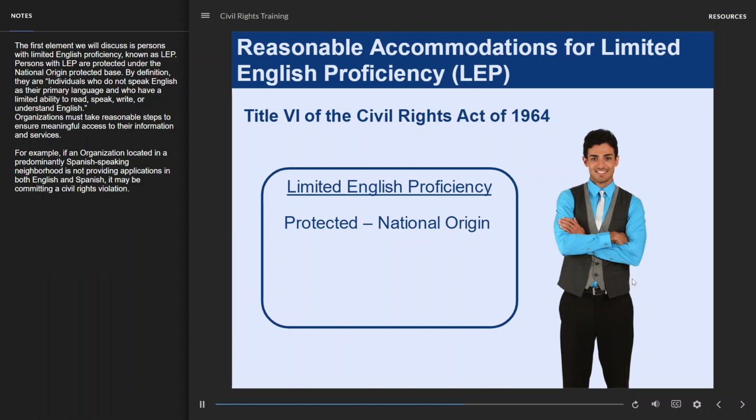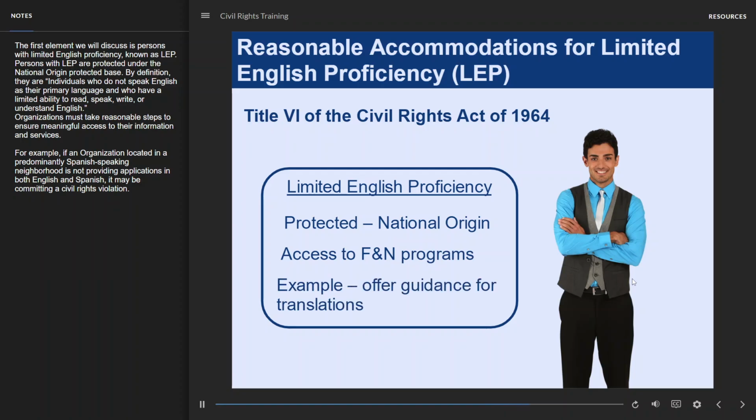Organizations must take reasonable steps to ensure meaningful access to their information and services. For example, if an organization located in a predominantly Spanish-speaking neighborhood is not providing applications in both English and Spanish, it may be committing a civil rights violation.